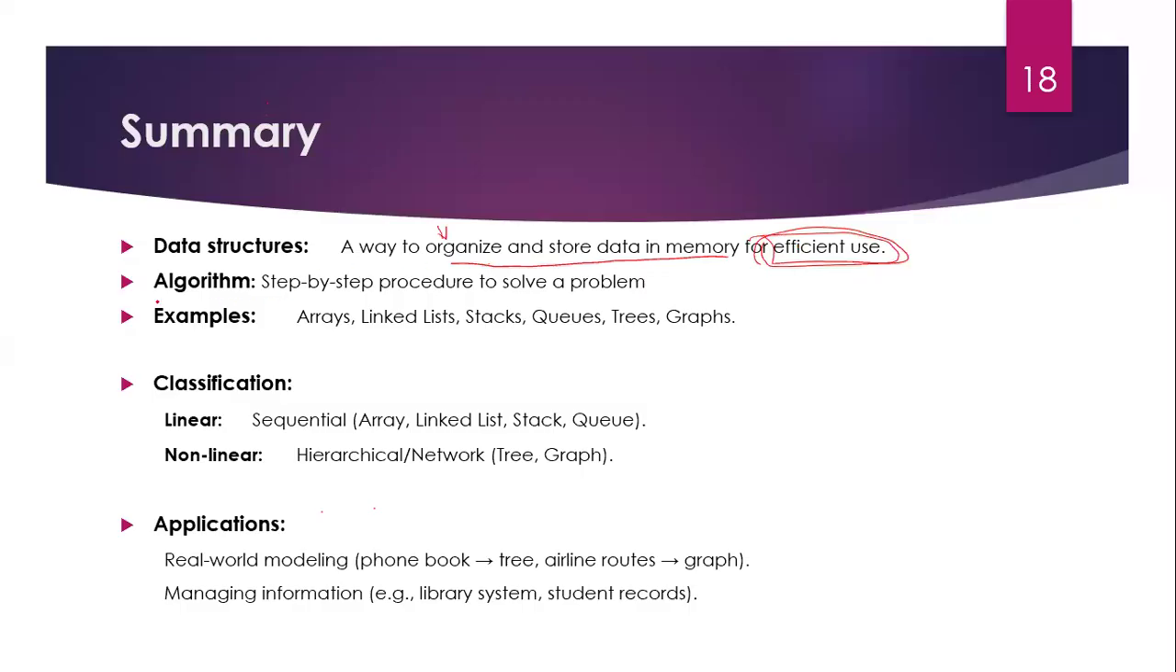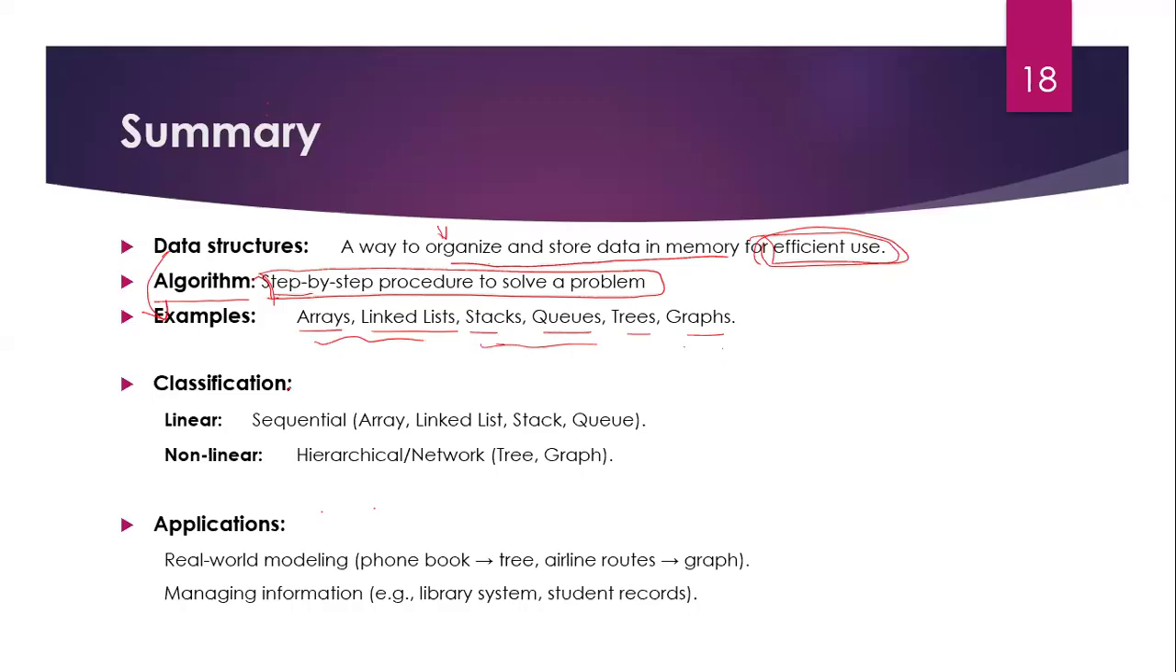Now, the next: what is an algorithm? An algorithm is a step-by-step procedure to solve a problem. If there is a problem, we have to find a solution, but we have to go with a step-by-step procedure. That's why we have the algorithm. For data structures, we have given some examples: arrays, linked lists, stacks, queues, trees, graphs. We are going to discuss these in the upcoming lectures.